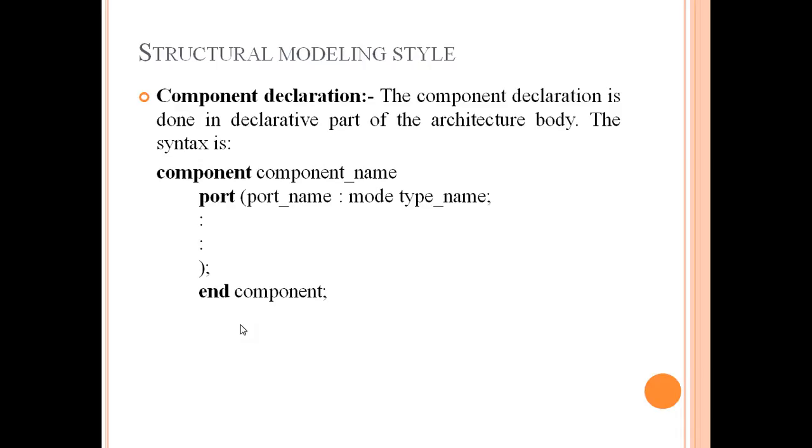So first is component declaration. A component declaration is similar to the entity declaration, and specifies each and every component to be used in the design. Here each component is declared with its unique name, number and mode of input and output ports, and the type of ports. The component declaration is done in the declarative part of the architecture body. Here is the syntax for the component declaration. As with the entity, we write the component keyword, then the component name and port, and here is the mode of the port name, and at last we end the component.